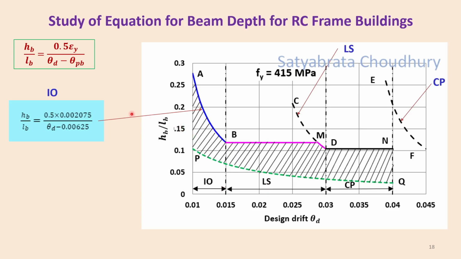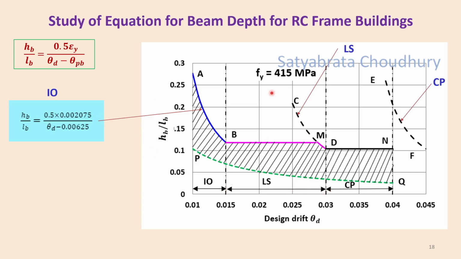Fine. Now we can use the same thing again for LS. For LS, what will change? This numerator will remain the same. In the denominator, this value will change, theta PB corresponding to the LS value. So if you change this and again vary theta D, it will now vary from 1.5% to 3% as we have assumed. So we are assuming this range is within the LS level of buildings for drift.